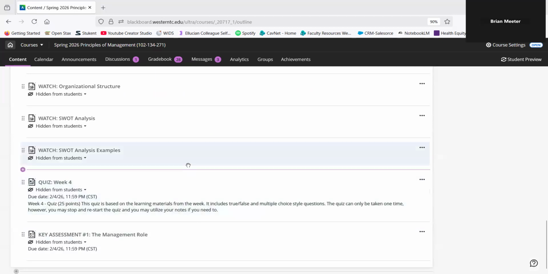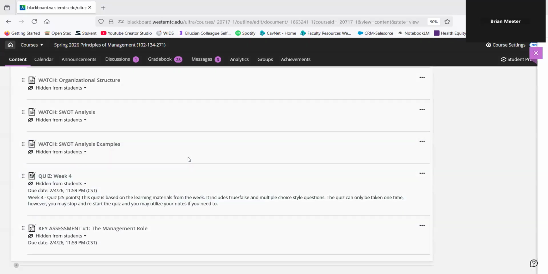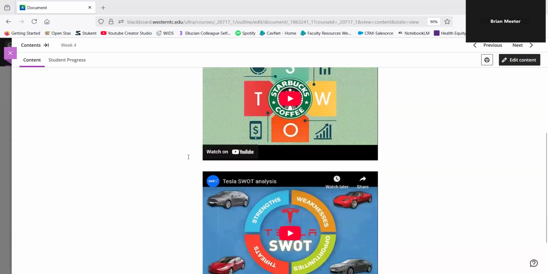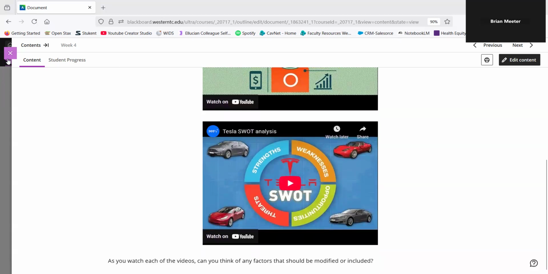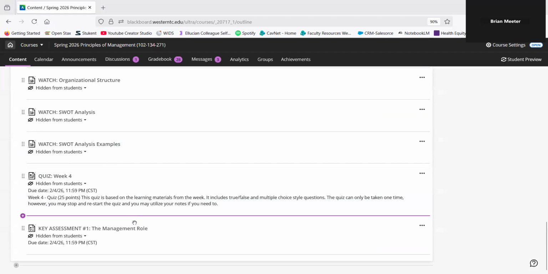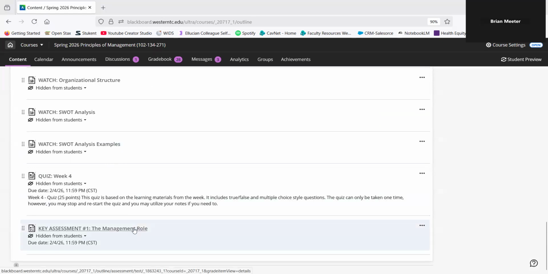All right. So there's some good stuff on SWOT analysis, and then it goes through a couple different examples. One of those examples is with Starbucks, and then one is with Tesla, and they're good things to watch to get you more familiarized with SWOT analysis. In the business world, there's a very good chance that you're going to be involved with some type of SWOT analysis to figure out how to expand your business or maybe minimize different threats that are coming in. Okay. So you have a quiz, and then you have this key assessment.